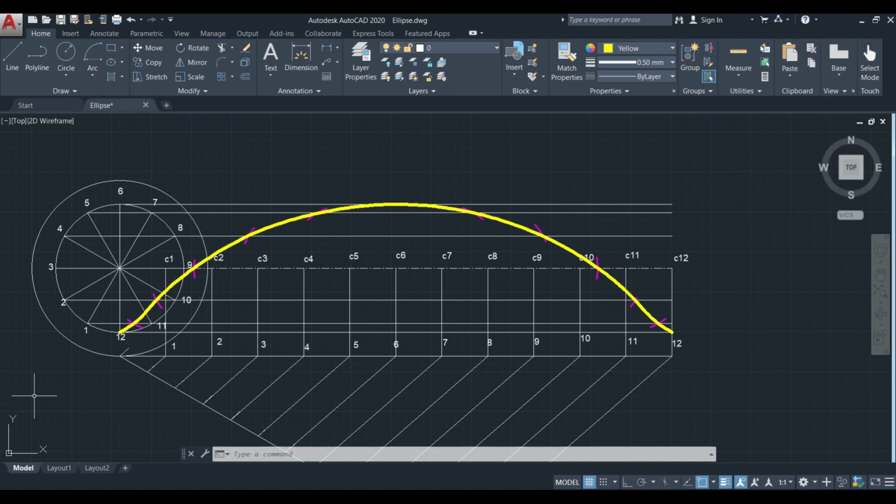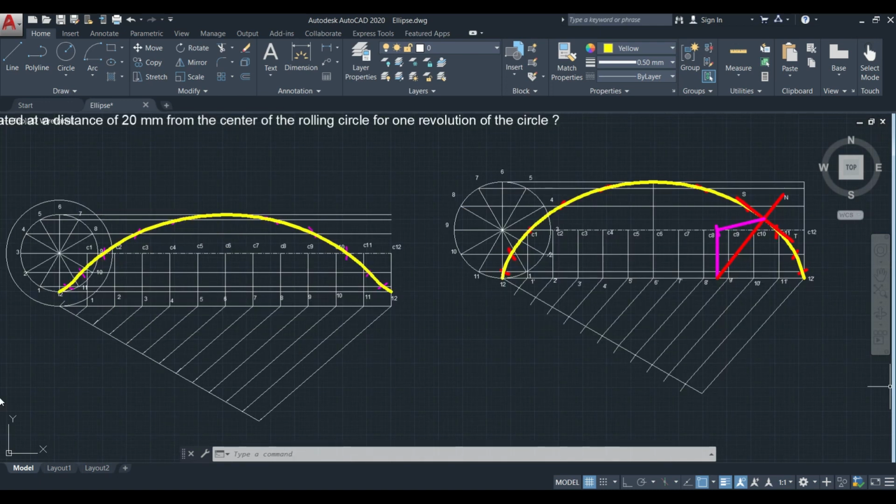So this is how we can draw a cycloid curve when it is asked like this. Hope you understand the concept, and also the procedure of drawing the tangent and normal is exactly the same as that of the general normal cycloid.